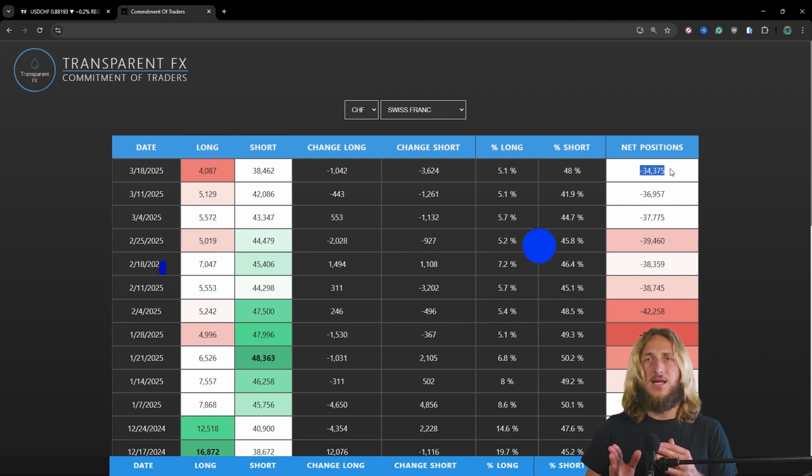So it seems like slowly institutions are starting to decrease their shorts and not yet adding longs, but at least they seem to expect the CHF to potentially get a bit weaker.